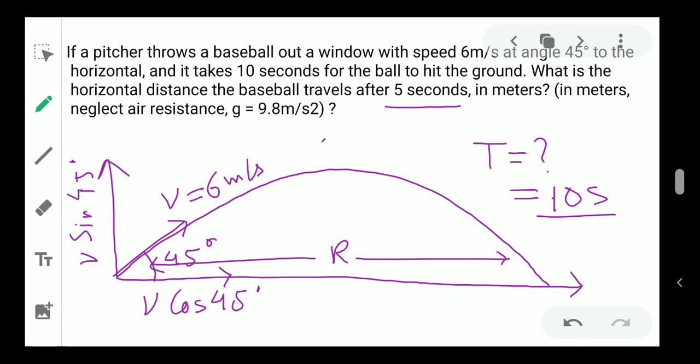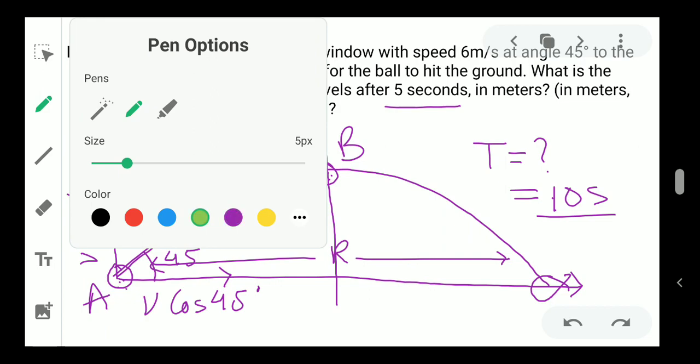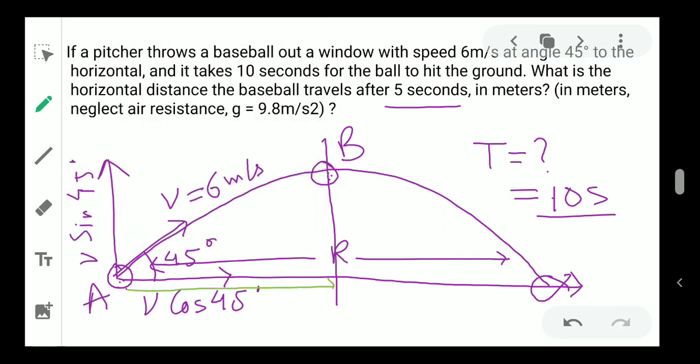Now in my last video I have told you the time taken for any projectile object to reach the highest point, and then the time for the object to go and hit the ground is the same. So if the total time is 10, 5 seconds means half of the time, that means to reach from point A to point B, you have to find out the R/2 value, that means the range from this point to this point.